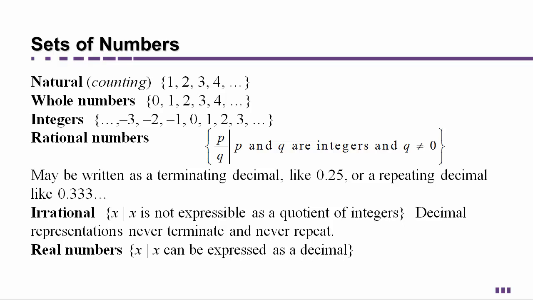Then you get the rational numbers, which is an even bigger set, because rational numbers are all fractions, where p and q are integers. So anything that can be listed as p over q, where p and q are both integers, and of course q can't be 0, is considered a rational number. So 1/3, 1/2, 1/5, 2/3, 7/10, all those things are rational numbers.